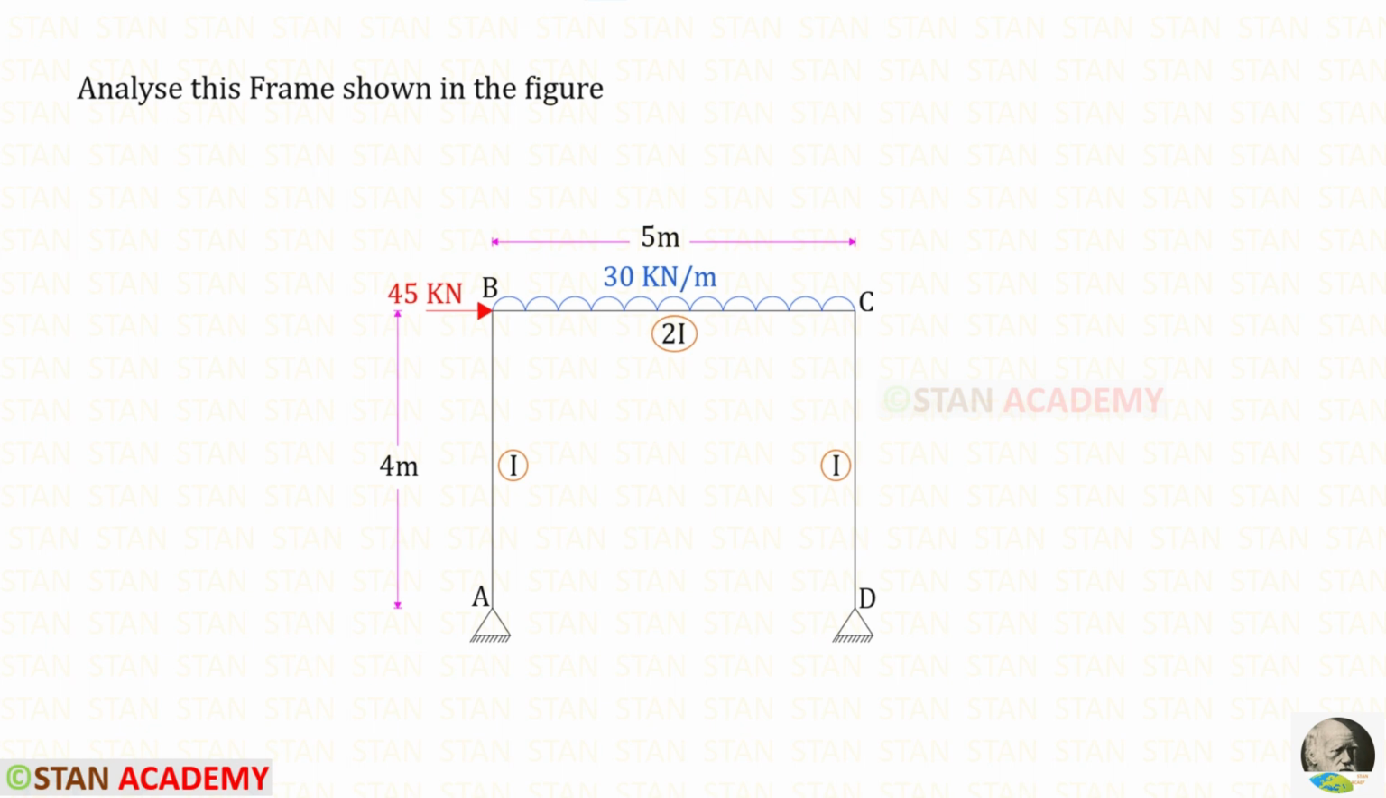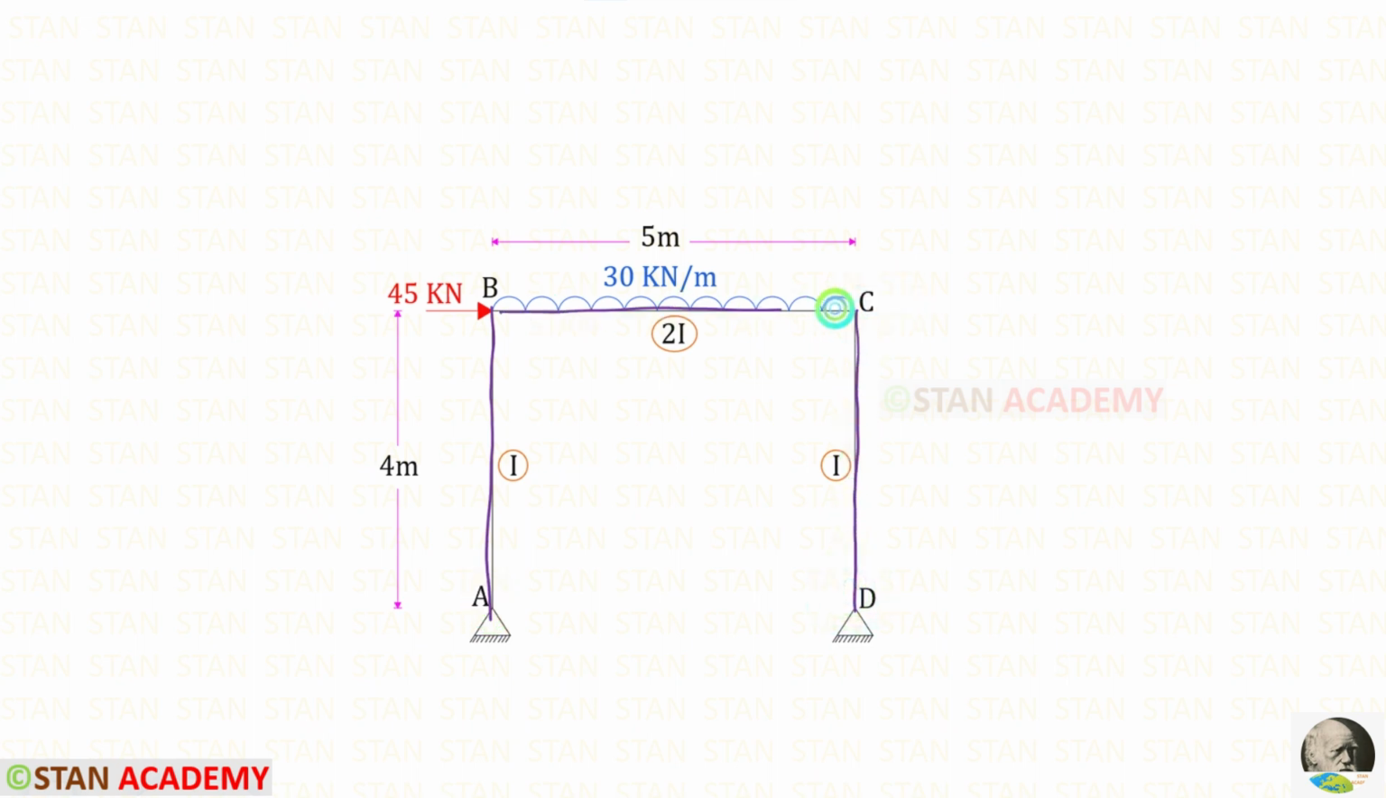Hello everyone. Today we are going to analyze this frame. In this frame, there are two columns, column AB and column CD. Also, there is a beam BC. In the columns, there is no load. In the beam BC, we have a uniformly distributed load of 30 kN per meter. It is acting for the full span.